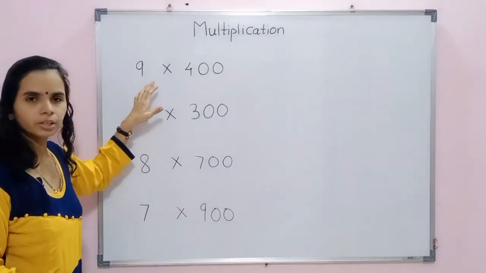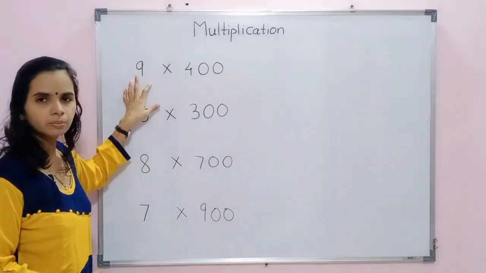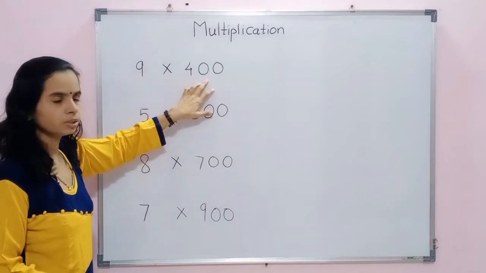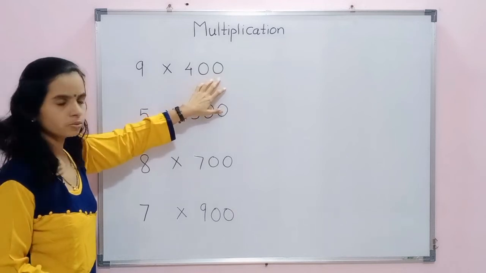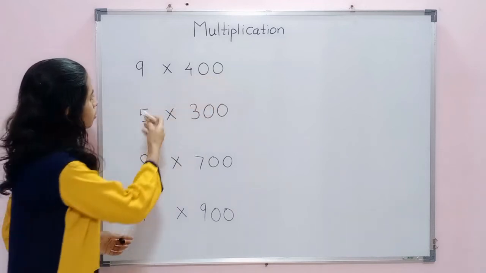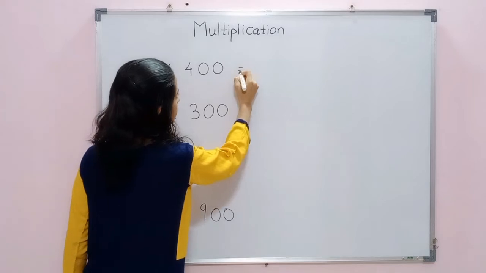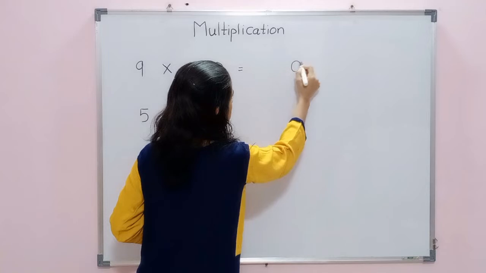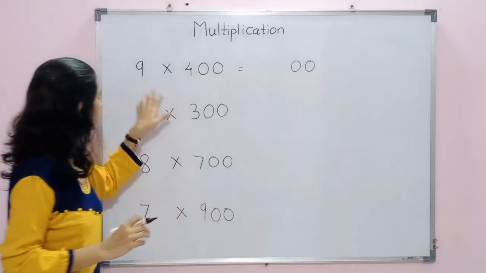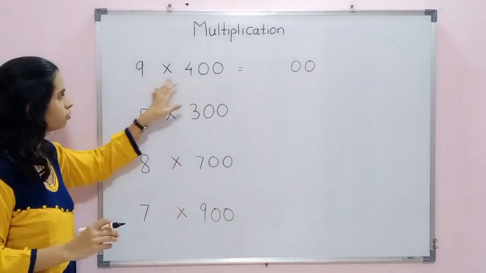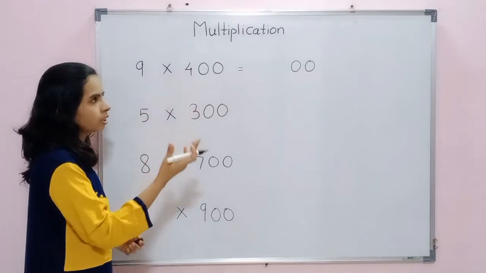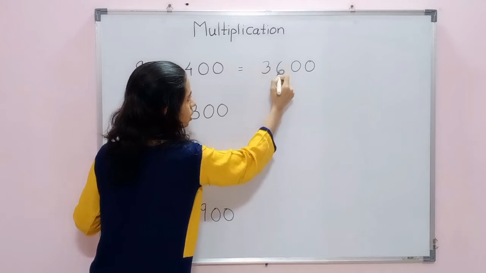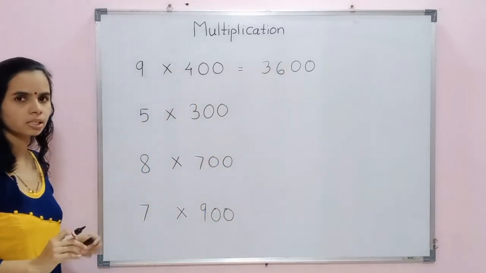In such kind of examples, we will multiply one digit number to 3 digit number which have 2 zeros with it. So we will solve this example. Here we will put these zeros as it is and multiply these two numbers. 9 4s are 36. We will write 36 beside this 0. So our answer will be 3600.